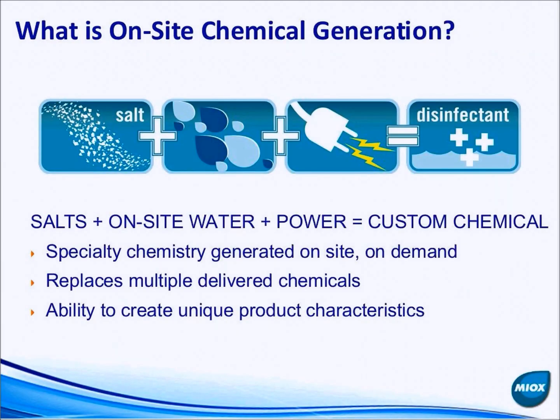So what is on-site chemical generation? Very basically, we take salt, add water to it to create a brine solution, and pass it through an electrochemical cell to produce a disinfectant.